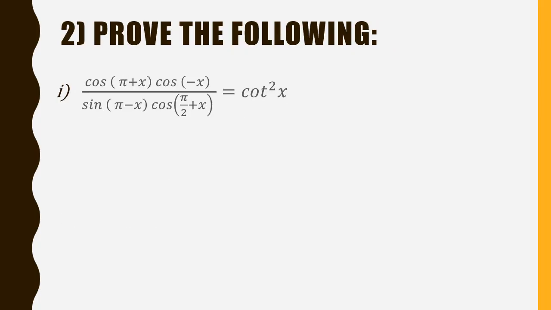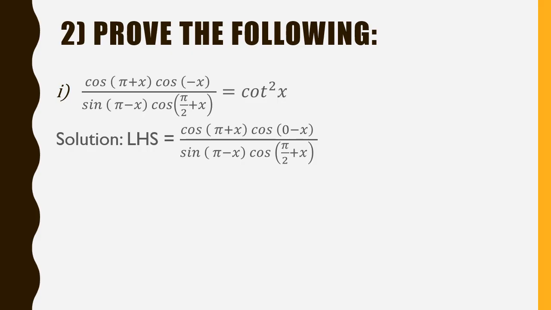Now the other examples of the textbook: prove the following. So you have to start with the left hand side and substitute the corresponding values. Cos of pi plus x. Pi plus x lands in the third quadrant. Okay, and cos remains cos because pi is an even multiple of 90. Same way, cos of minus x you already know.